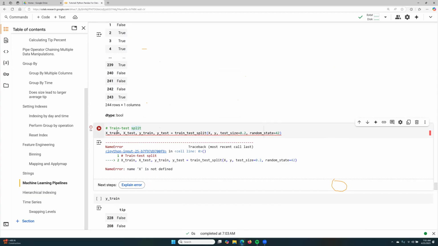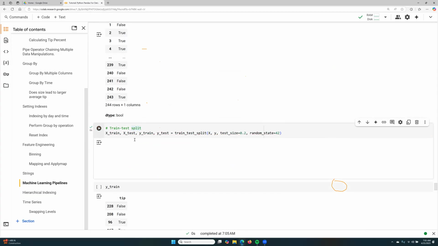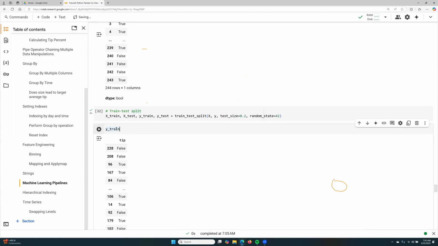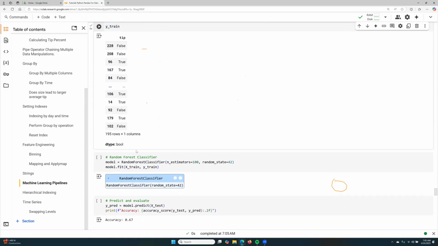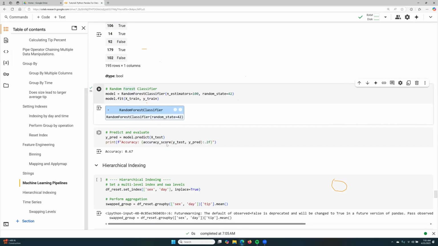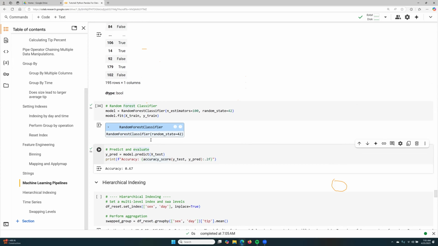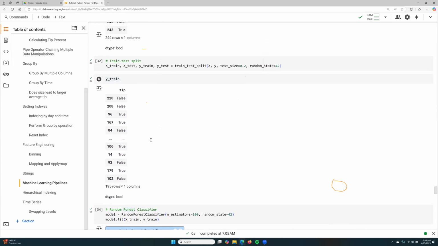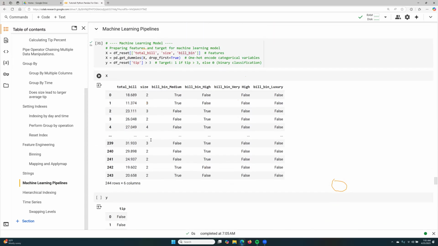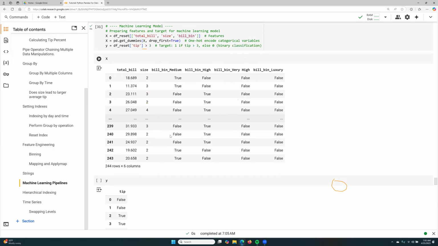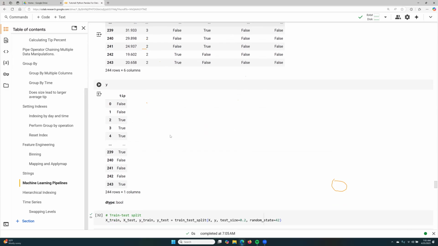Now I'm going to rerun this. Should work. Yep. I just look at this to check. Then I run the random forest. Accuracy at 0.67. So the main thing is that you make sure that you have the data in this format before you feed it into the machine learning model.